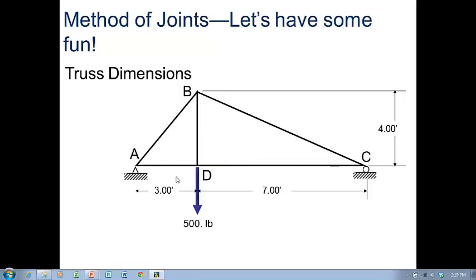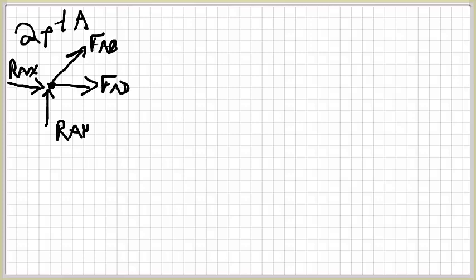I'm going to select point A. So I'm going to do the same thing. I'm going to draw a free body diagram. Notice on our free body diagram that we draw all the forces of the members as tension, so they're pulling away from the point. Then my reaction forces, I just drew the direction that they would normally be going.